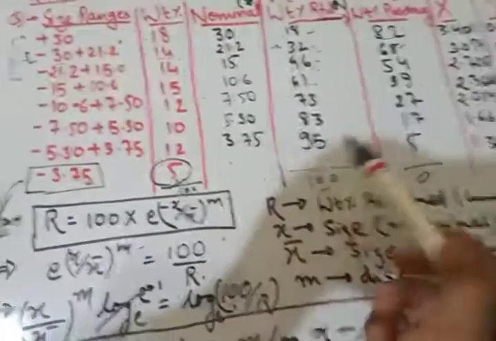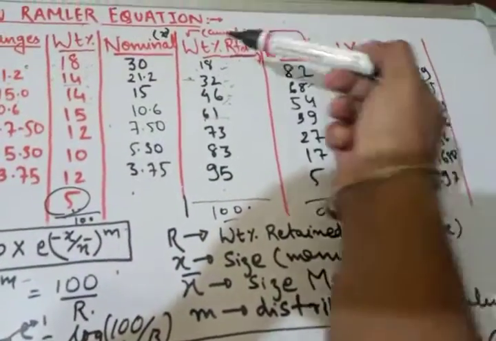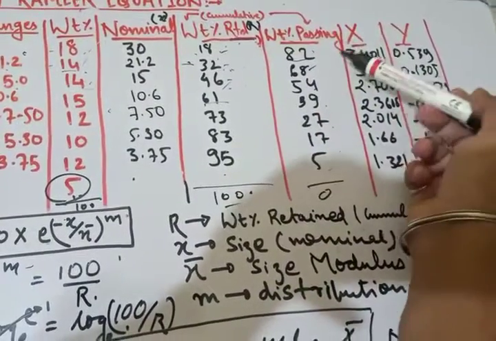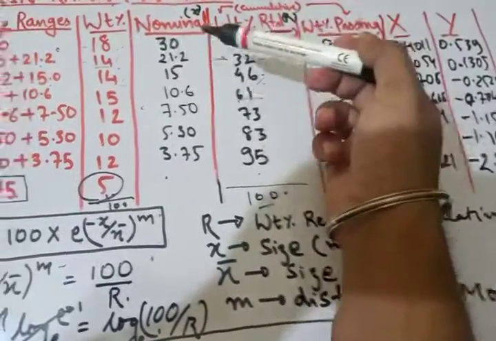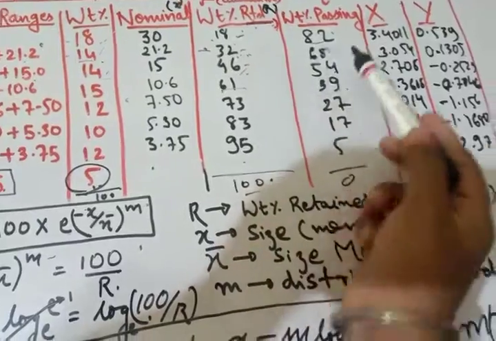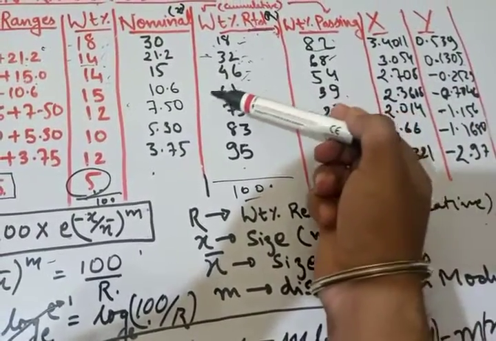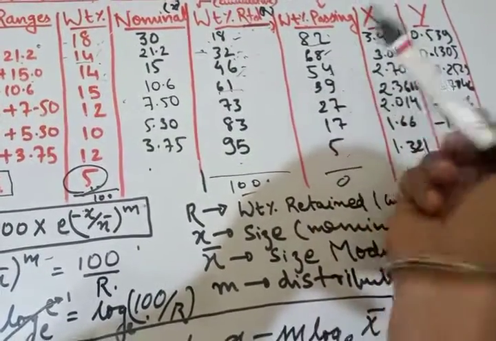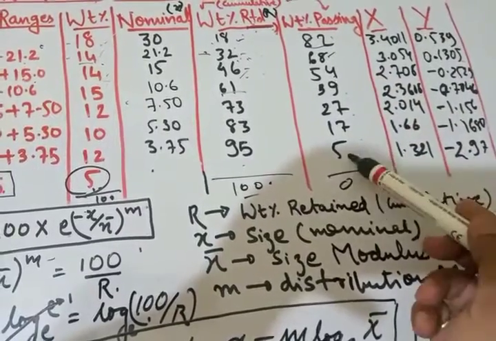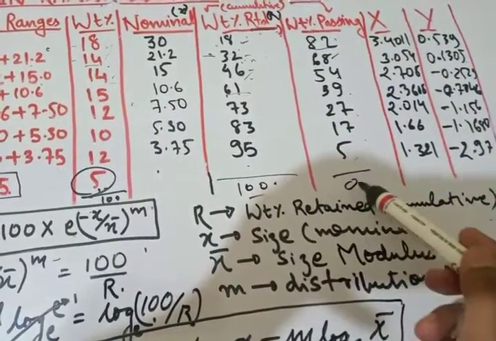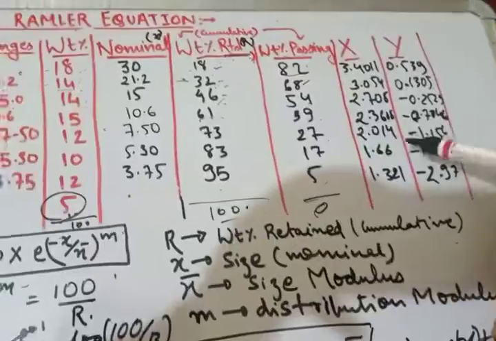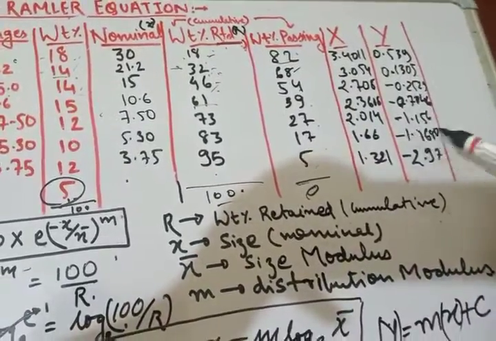Now the weight percent passing: if 18 has been retained, then out of 100%, 82% is passing from the first. Then till the second 32% has been retained, so 68% will pass. In a similar fashion, if 46 has been retained, then 54% will pass, and like this till the last. After 5, 0. After the pan there will be nothing. Now these two will be used for drawing the curve.